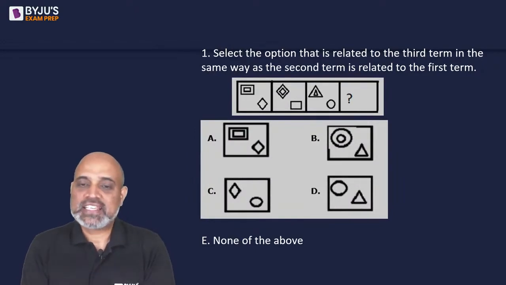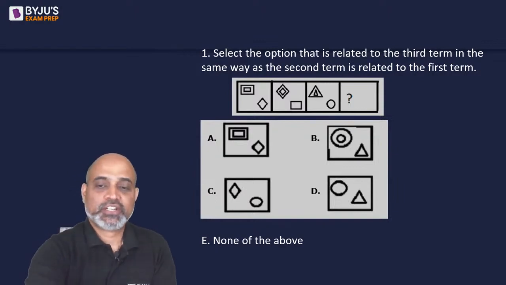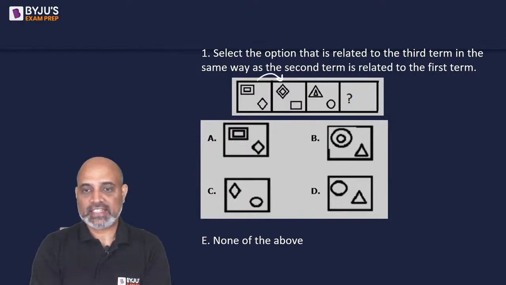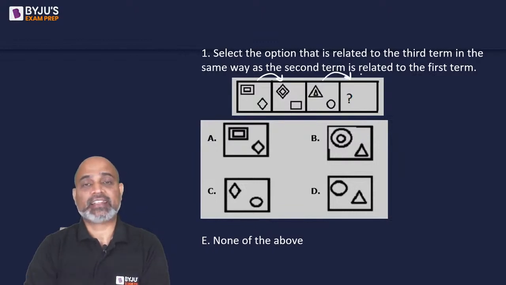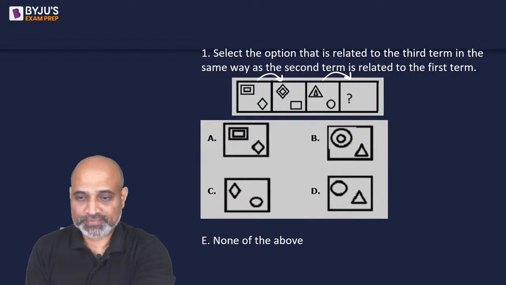So the first question is, select the option that is related to the third term in the same way as the second term is related to the first term. So the first and second, they are related in the same format. Second, third and fourth should be related. Which one do you think should be the answer?